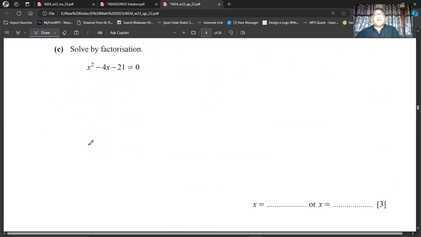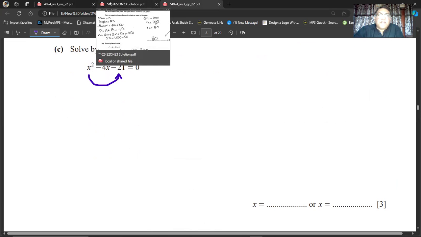Question number 4 is C part. He says solve by factorization. So here a quadratic expression is given. We have to solve it by factorization. So what I will do, I will multiply these extreme terms. So I will get 27. I'm going to use midterm breaking.